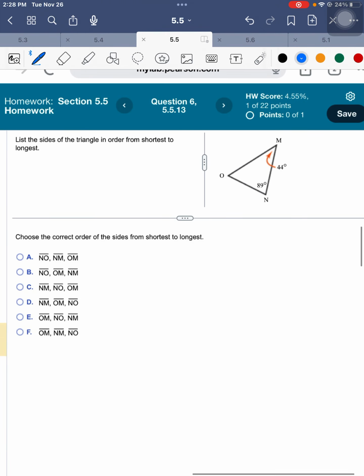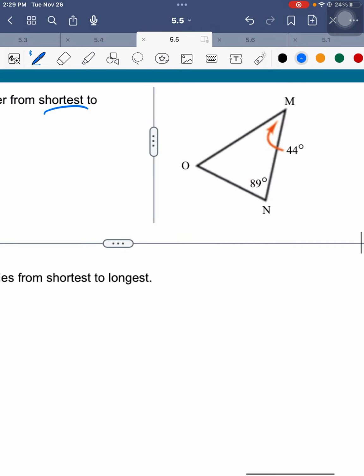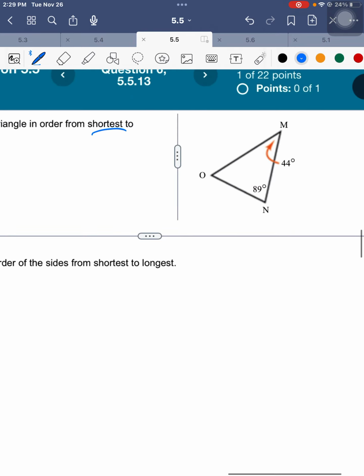Okay. Let's look over here. List the sides of the triangle in order from shortest to largest. Okay, so I need the sides, but I don't have the sides. All I have is the angles. So let's finish this angle. 89, so 3, 1, 12, 133, 47. So this should be 47. I hope I did that right. Yeah, okay.